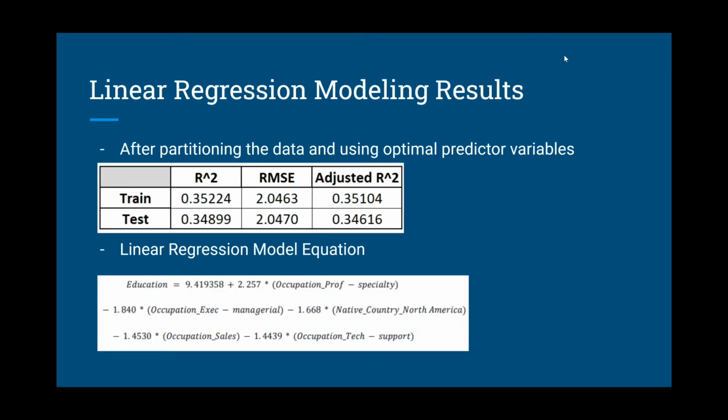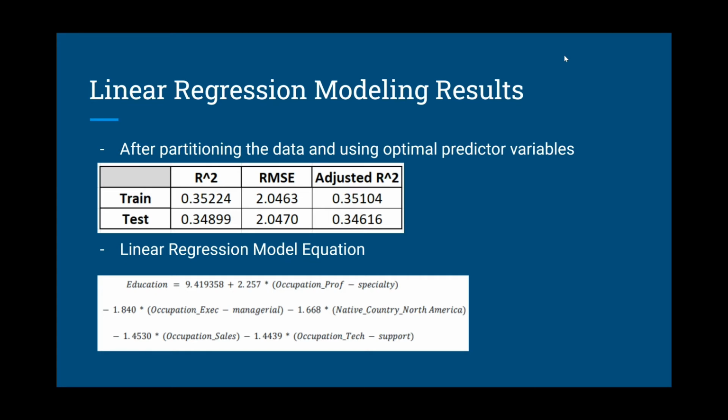Now, for our linear regression modeling results, after partitioning the data and using optimal predictor variables, these were the values that we had for our R-squared, RMSE, and adjusted R-squared. These values are fairly similar to the ones outputted by our forward stepwise algorithm, which actually did not use a train test solution to find those. And this shows how train testing our data provided the expected model accuracy we wanted that was produced by the forward stepwise algorithm.